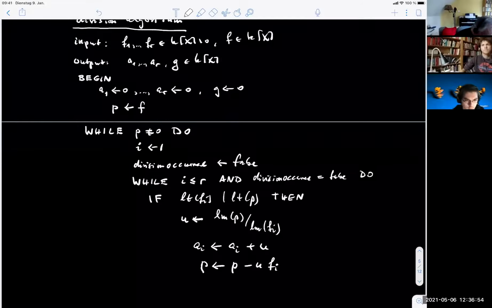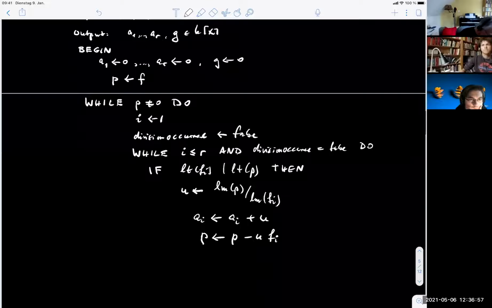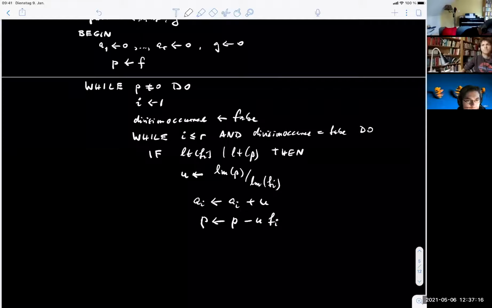It takes a little bit of thinking to see that this is right, especially with regard to the Ui. But hopefully you understand exactly what we're doing. At the very beginning we have F, and now we subtract U times Fi in order to kill this leading term. And if this has happened, I update my Boolean variable: division occurred becomes true. So this was the if, then.